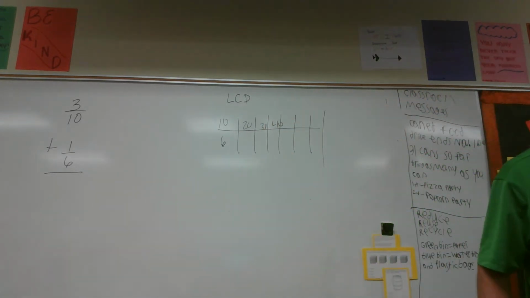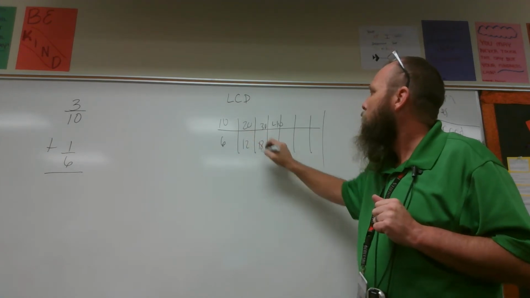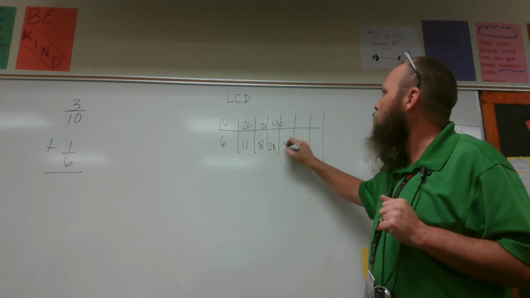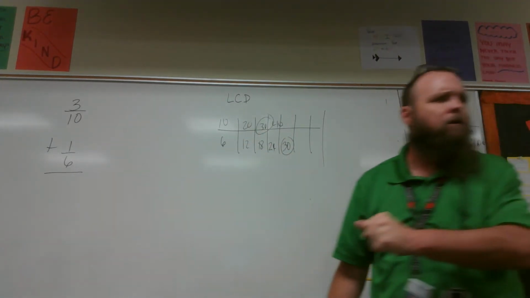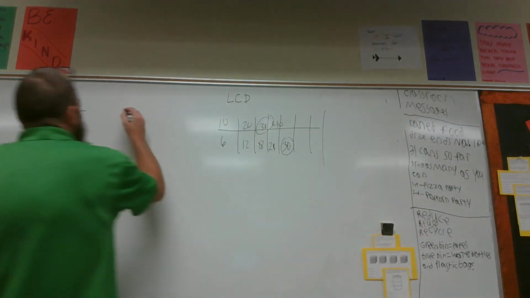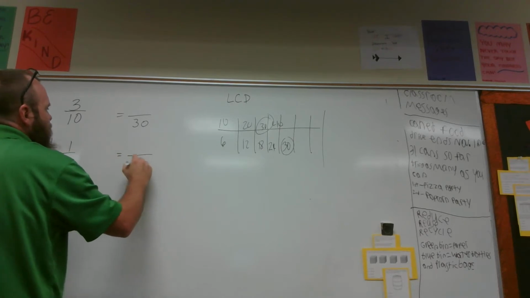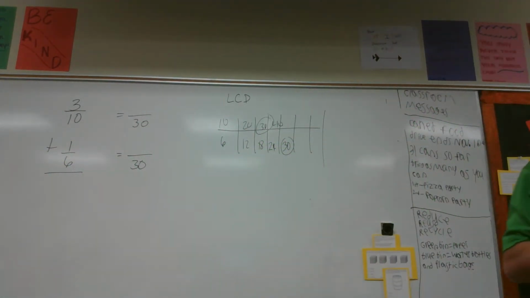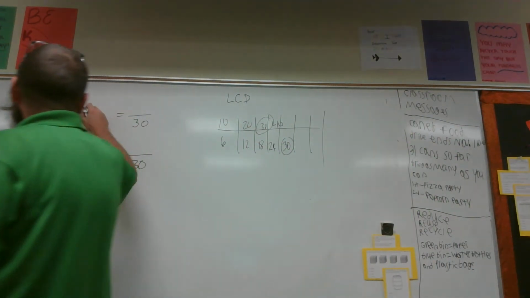Count by sixes for me. 6, 12, 18, 24, 30. Boom shakalaka! That's our common denominator. So we change this so that it has a denominator of 30. With me so far, Ava? Awesome.